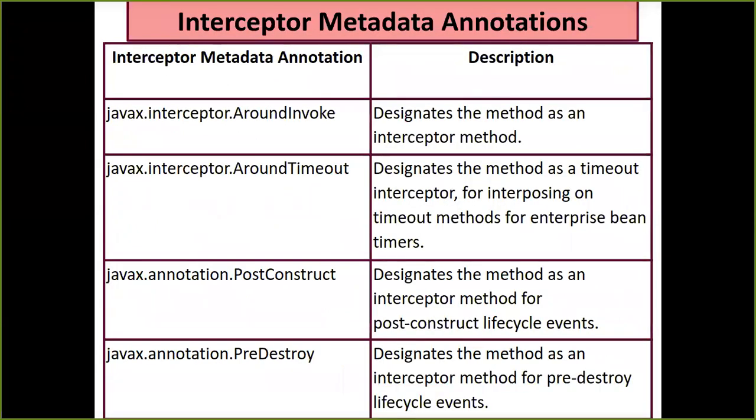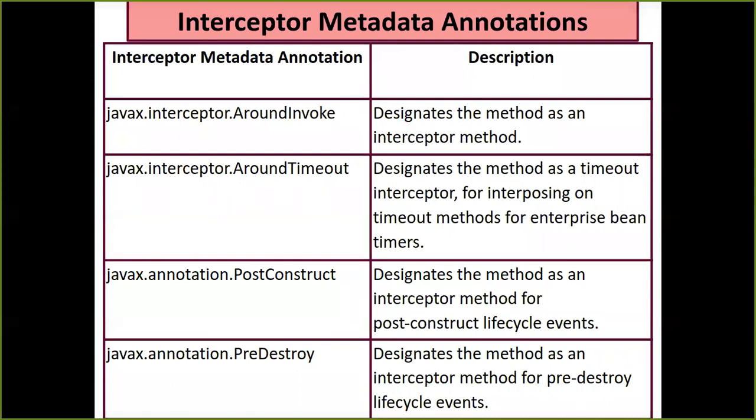Now we'll have certain annotations. We'll see them one by one. We have two annotations, @AroundInvoke and @AroundTimeout. They come from the first package, javax.interceptor.*. Around invoke, we have learned in detail why it is used.